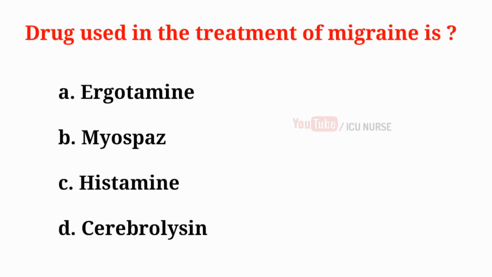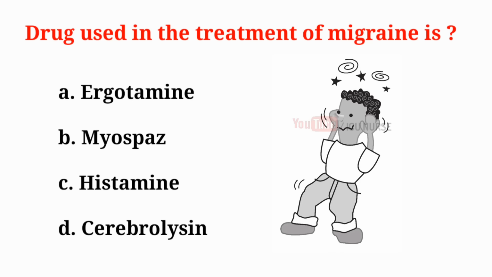Drug used in the treatment of migraine is A. Ergotamine, B. Myospaz, C. Histamine, D. Cerebrolysin. And the correct answer is A. Ergotamine.